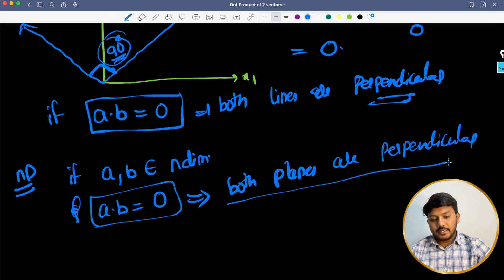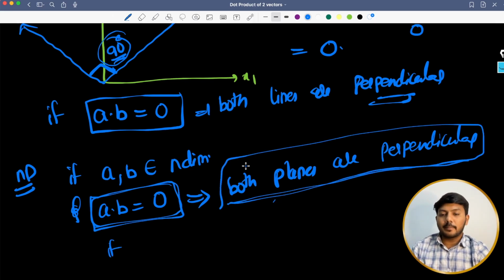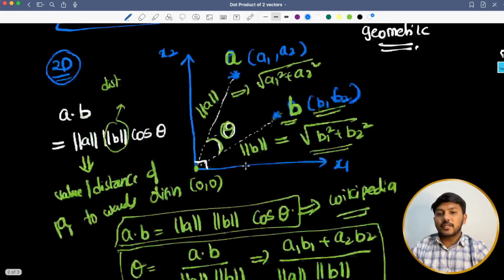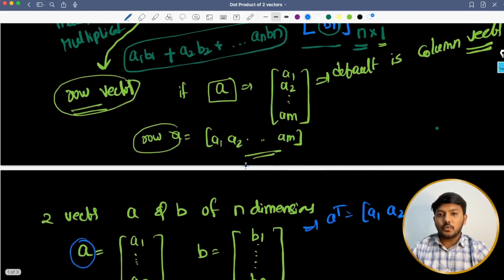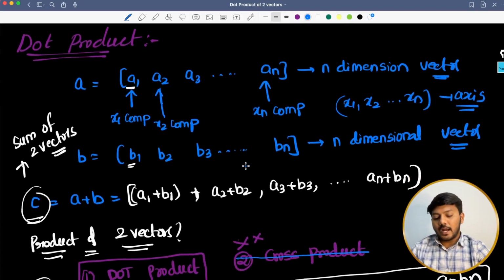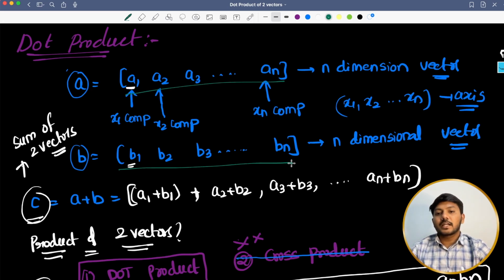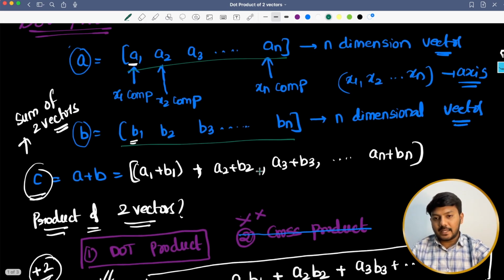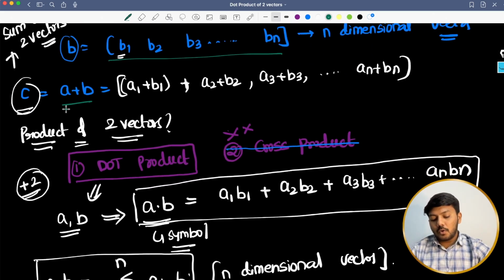Hopefully that is clear. If you have any queries so far, please let me know. So let's rephrase all the concepts that we have learned so far and understand it in the coding part as well. First we have 2 points A and B, which are of n dimensions, and each value corresponds to a particular component axis. And then we have seen how to add both of these: a1 b1, a2 b2, a3 b3, up to an bn.